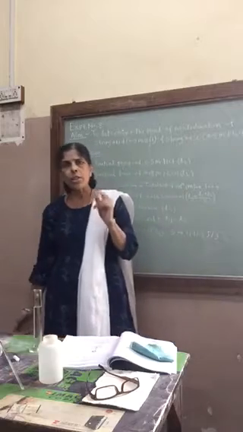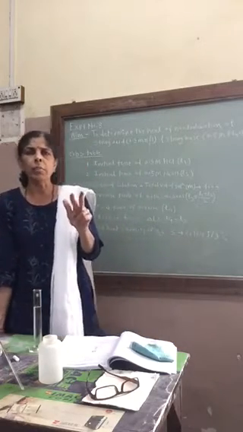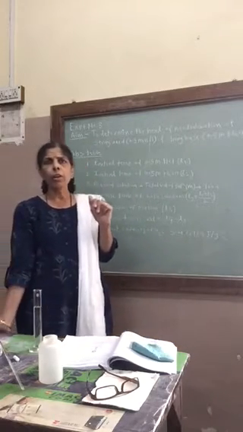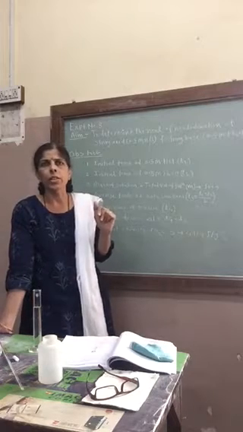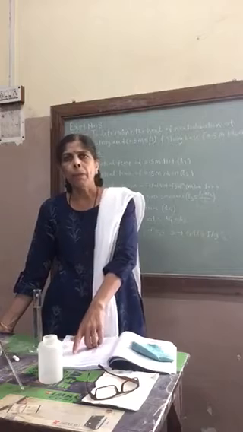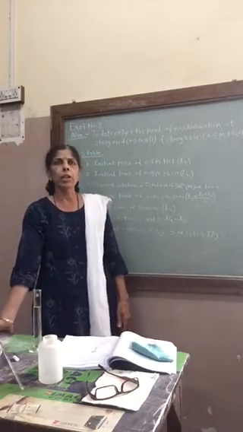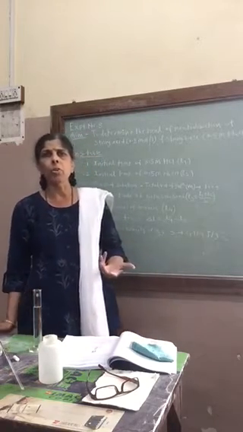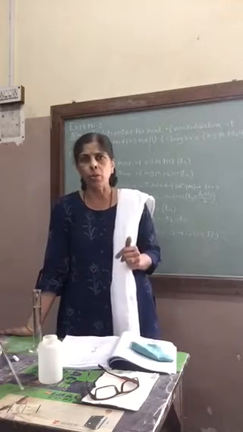The reaction is HCl plus NaOH giving NaCl plus water, and the theoretical value of heat of neutralization for this is minus 57.3 kilojoules. You may be getting the same or you may be getting a little bit different from this value.